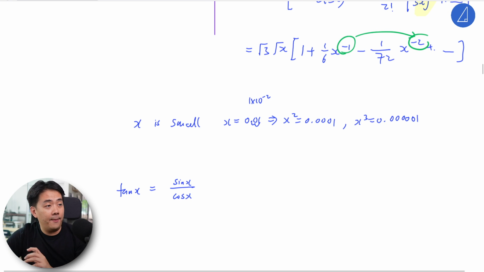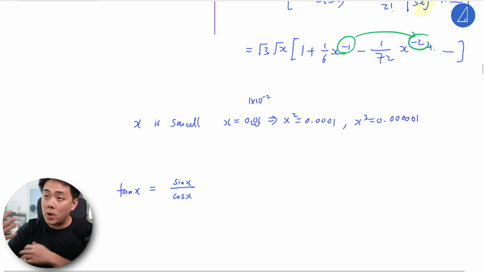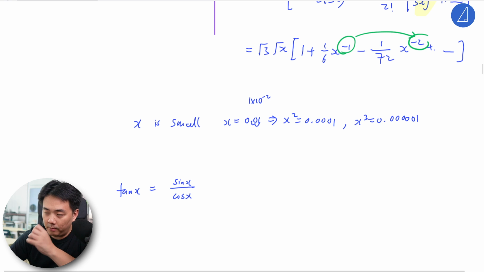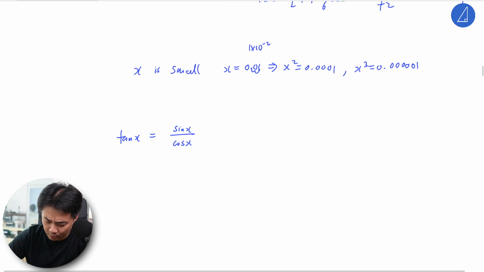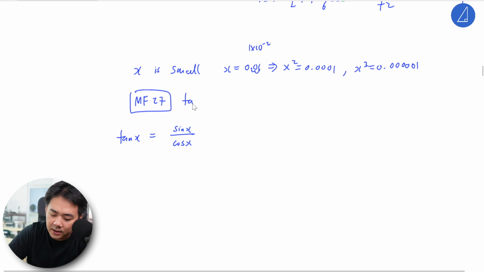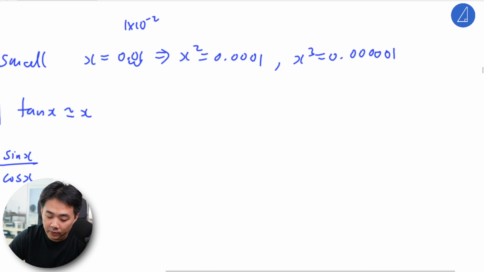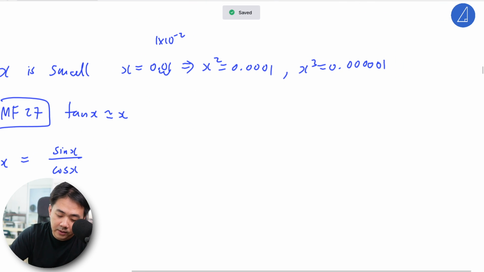Okay, but for small angle approximation, they have to show you what can be ignored. If you look carefully at the question, they will let you know by saying up to what degree. So tangent x, remember in MF27, it's stated very clearly that tangent x is roughly equal to x. I also mentioned this in the previous lesson. You can think of this as x is small.